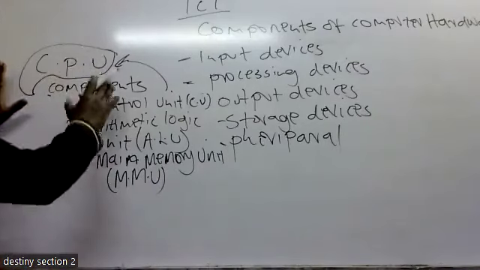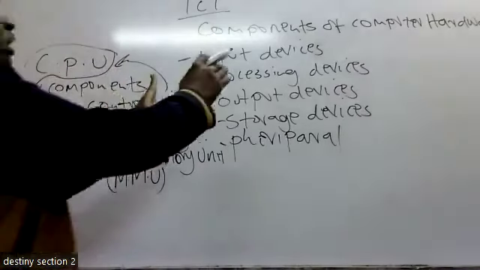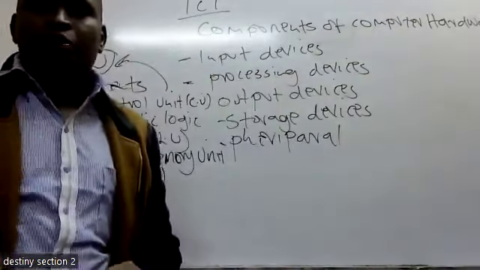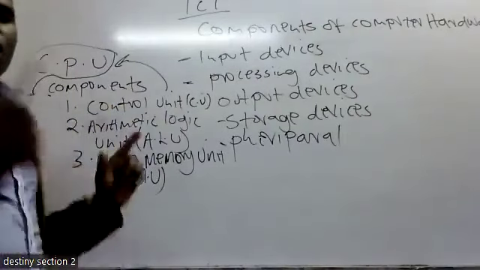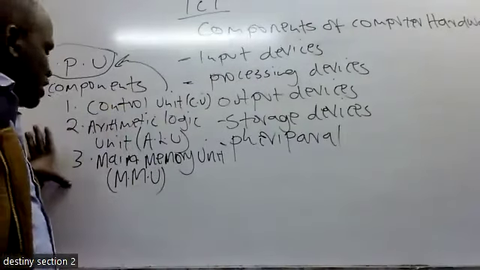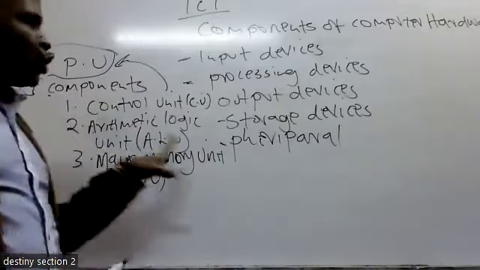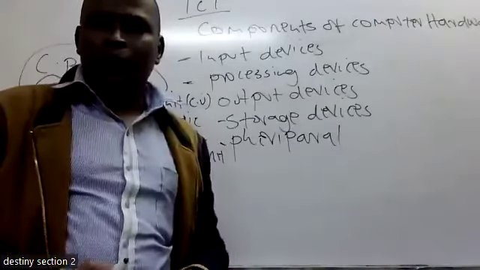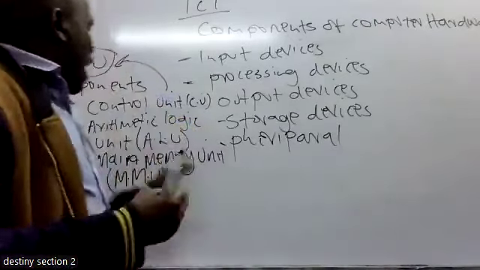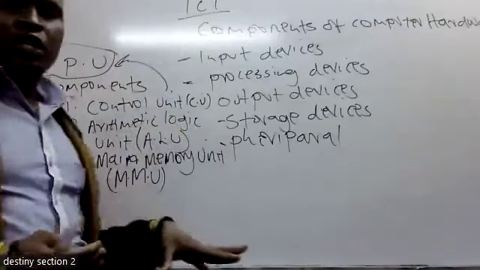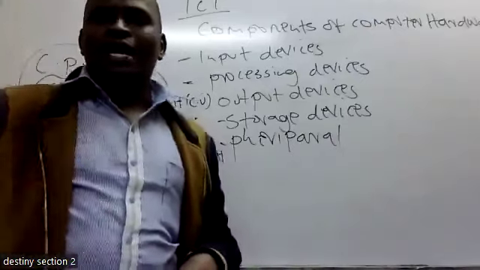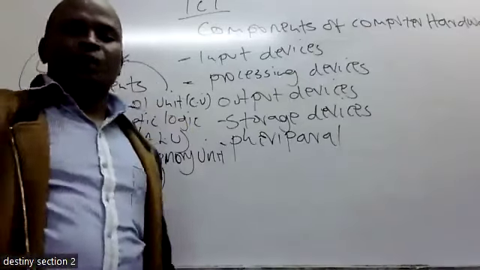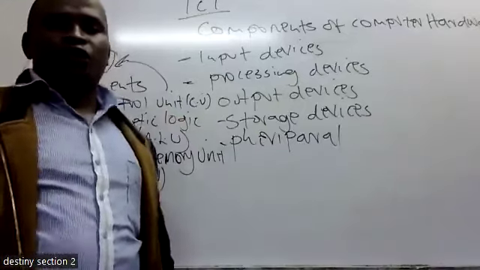So an example of the processing devices in the computer is the CPU. And the CPU has three components. We have the control unit, which acts as the overall manager in the CPU. And then we have the arithmetic logic unit, which handles the arithmetical part of the computer, like multiplication, subtraction, addition, division, and so forth.